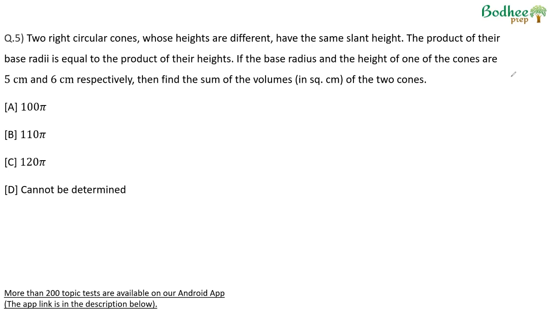Two right circular cones whose heights are different have the same slant height. The product of their base radii is equal to the product of their heights. Okay. Two right circular cones. Suppose the height here is h1. The second one has a different height. Suppose the height here is h2. But the slant height is the same, so in both cases L.